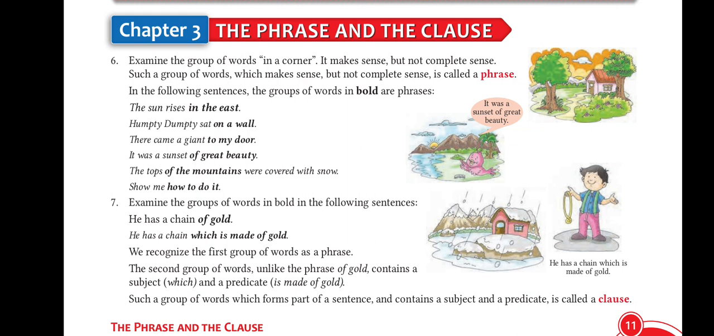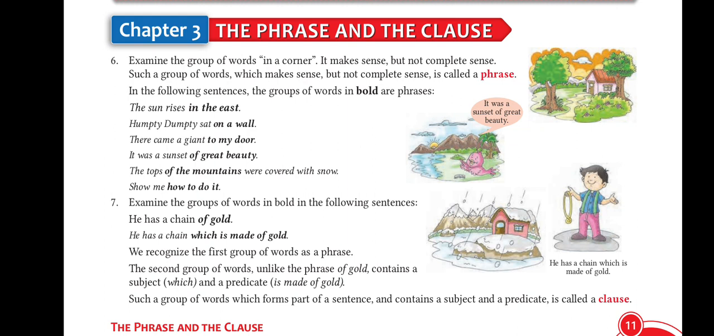It was a sunset of great beauty. "Of great beauty" is a phrase in this sentence. The top of the mountains was covered with snow. In this sentence, "of the mountains" is a phrase. Show me how to do it. "How to do it" in this sentence is a phrase.